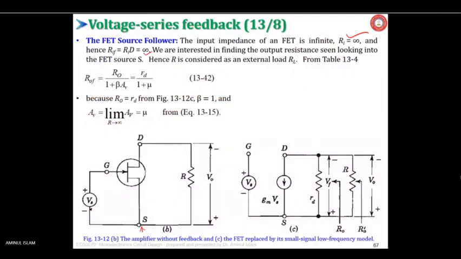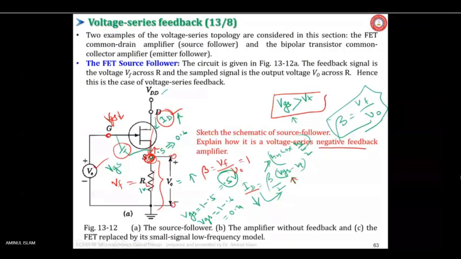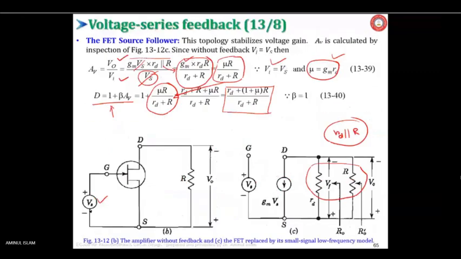Hence R is considered external to RL. This RL, here denoted by R, is external. I mean to say, looking here, this is RL, and you are looking at this, so this one is external. RL is external. You just want to find the internal, built-in RO, the intrinsic output resistance of the amplifier. If you consider RL or R, that will go in parallel. Yes or no?